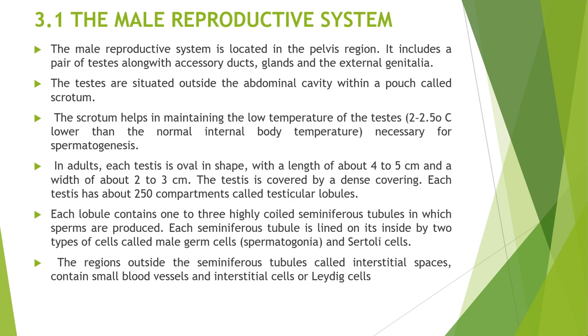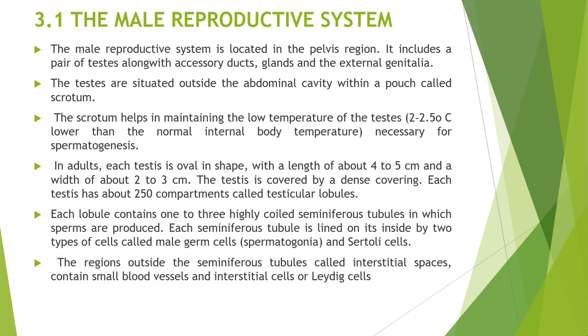In the humans, the male reproductive system is located in the pelvis region. Okay, many times the question is asked: where is the male reproductive system located in the humans? So the answer is the pelvis region. Okay, and the male reproductive system consists of a pair of testes, accessory ducts, male accessory glands, and the external genitalia.